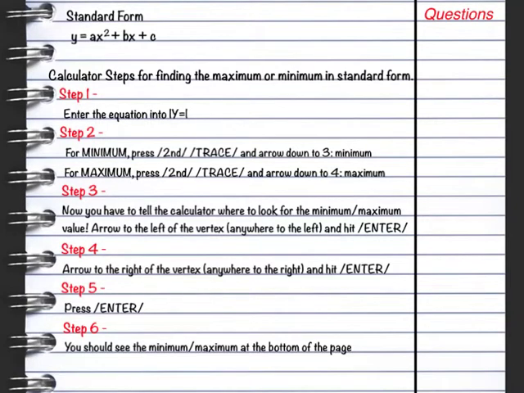So when we're dealing with standard form of a quadratic, there's some calculator steps that are important to know. And you're going to see 6 steps here, and we're going to be applying these in class when you come to class next. But it's going to help us find the maximum or minimum when we're graphing the standard form of a quadratic equation in our calculator. So go ahead and take a moment, pause, copy down the steps, and make sure that you have these available to you in our next class lesson.